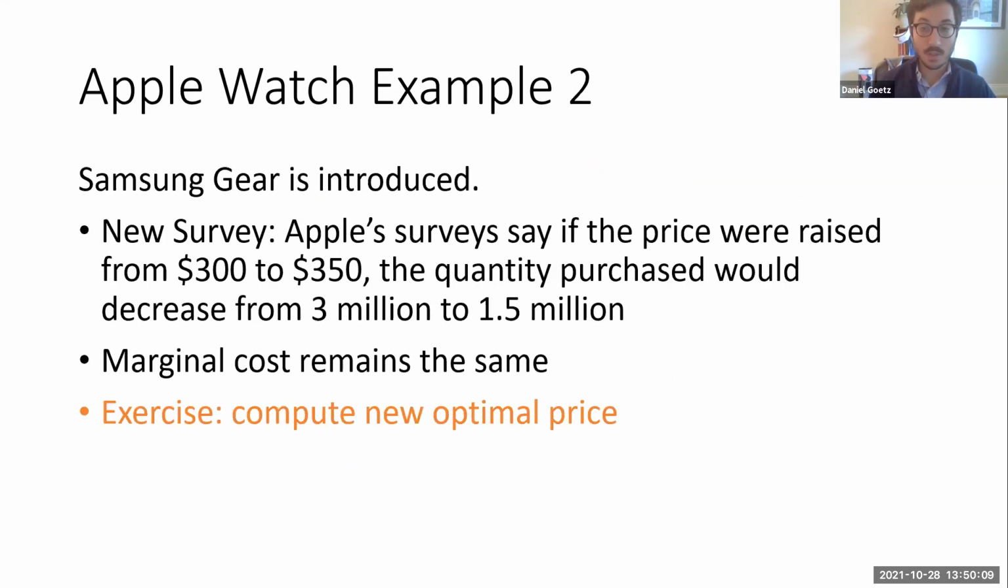All right, so I'll leave this as an example for you guys to do on your own to practice, but in this new setting, we have a new competitor and Apple runs new surveys and they find different numbers for the quantity change. Marginal cost remains the same. So how do we compute the new price? So I'll leave that for you guys to do.